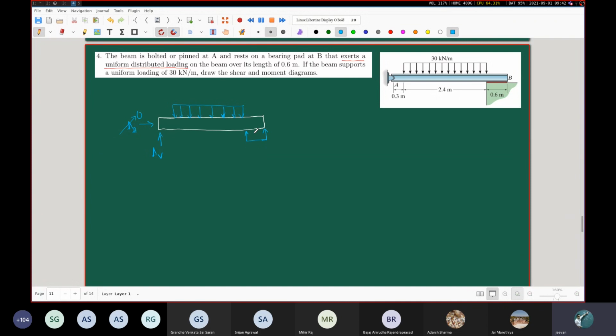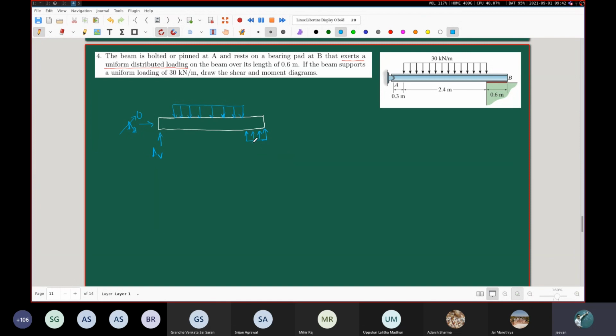Sir, will there be no moment at A? No. At A we have a pin joint. It's mentioned, no? The beam is bolted or pinned at A. So maybe this bolted part was a bit of a confusion, but you can rest assured that there is no moment at A. All right.